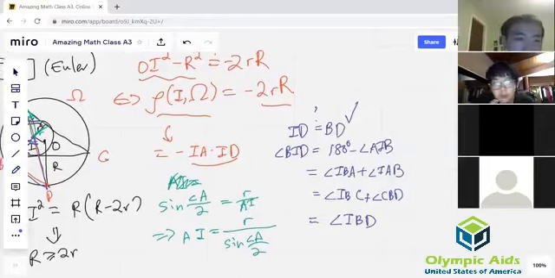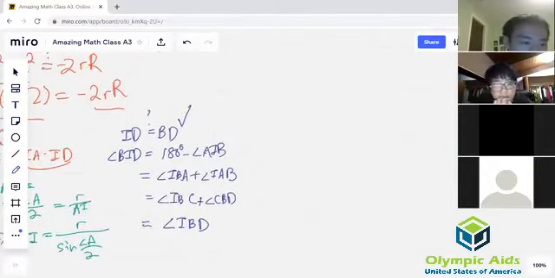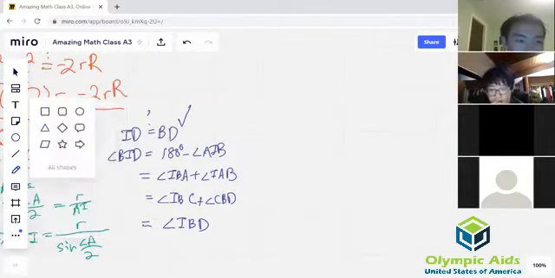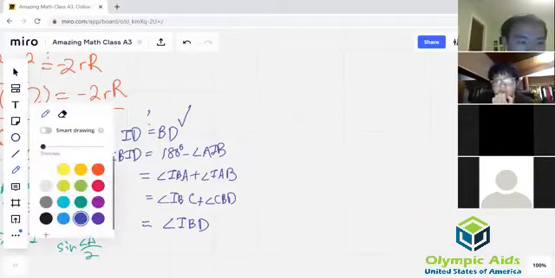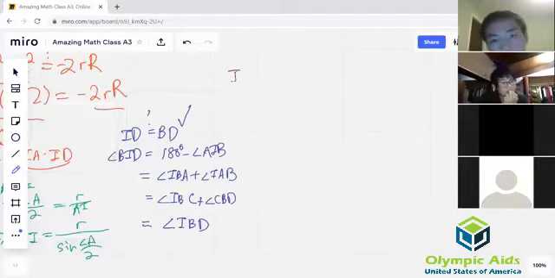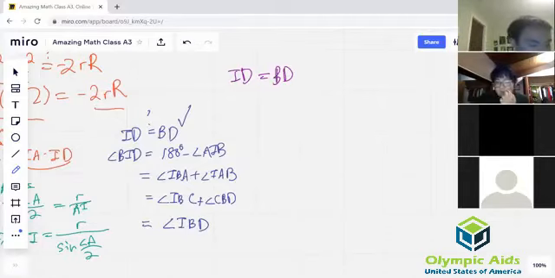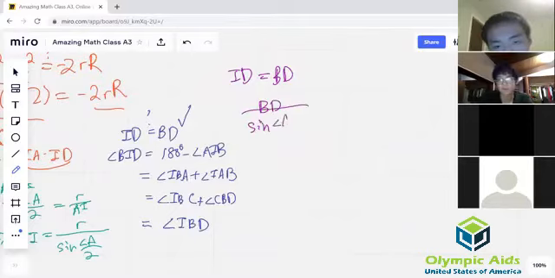So what does this tell you? Well, you know that ID is equal to BD. And BD, if you look at the extended law of sines, you know that BD over sine of angle A over 2 is equal to 2 times the circumradius R.